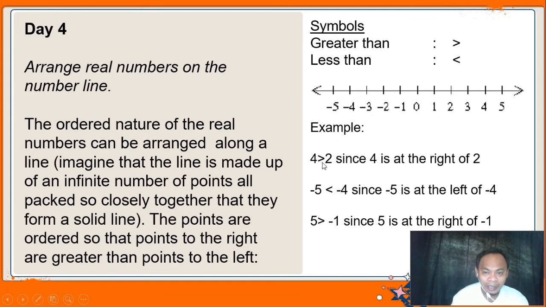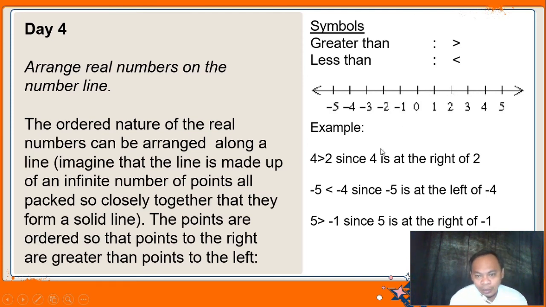Bakit greater si 4 kay 2 o mas malaki si 4 kay 2? Di ba ito si 4, ito si 2, di ba? Lahat ng points or numbers to right are greater. Okay, so since 4 is at the right of 2, it means 4 is greater than 2. Andito po si 4 going to right, ito po si 2, di ba? So it means mas malaki si 4 kaysa ni 2.